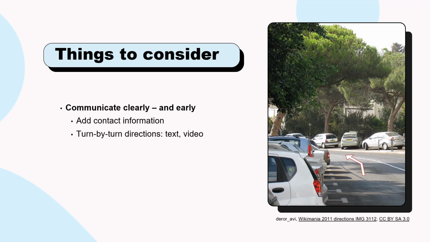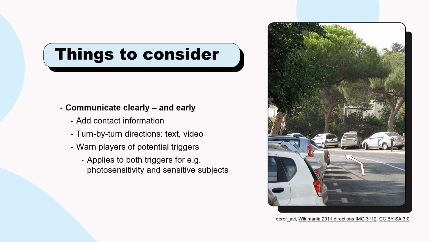Next, provide turn-by-turn directions and consider doing a video guide you can link to if written instructions prove inaccessible. Warn players if your game may still contain photosensitivity triggers, provide detailed information about them if you can, and inform players in advance of potentially sensitive subjects your game touches upon. Finally, always ask players for accommodations they may need and you haven't considered.